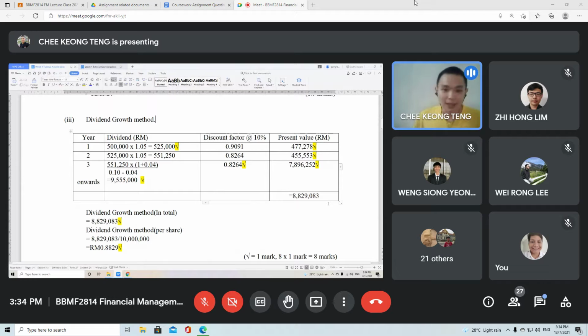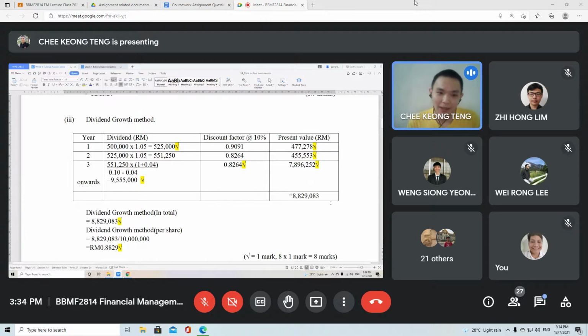I give you maybe 1 or 2 minutes for this one. Like what I said, it is a very, very common question in the exam. So please make sure you know how to calculate.